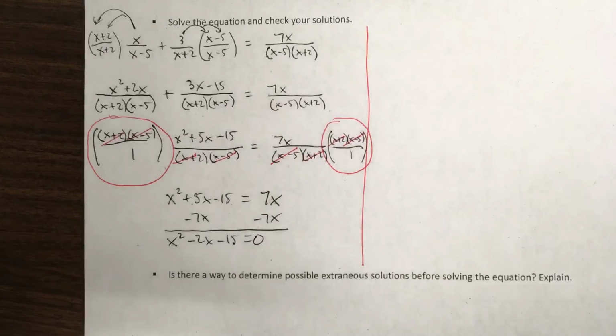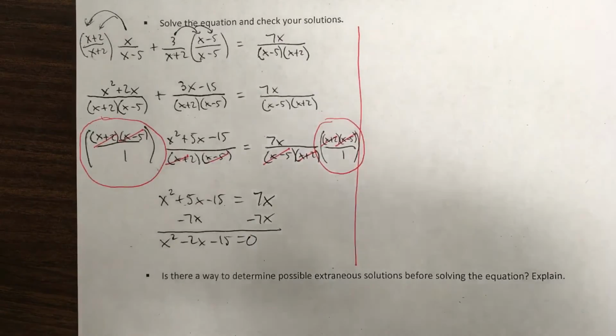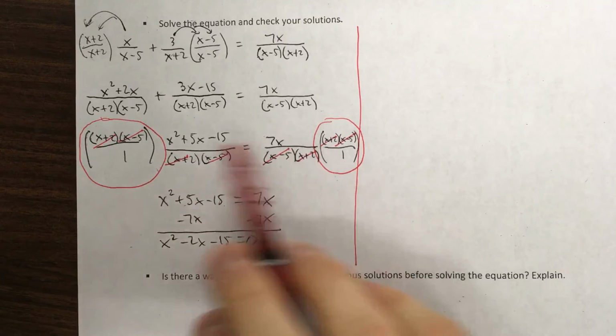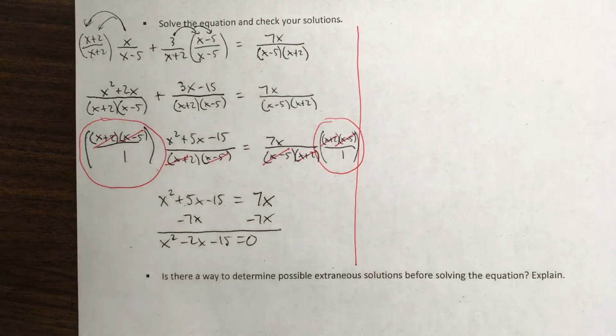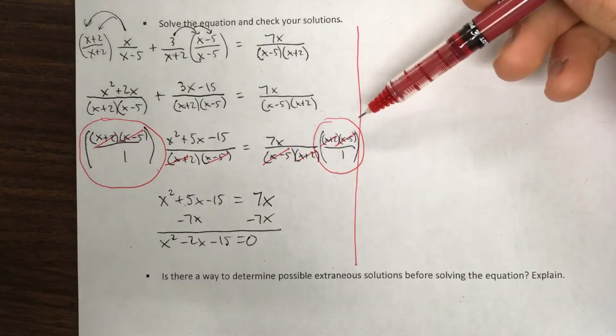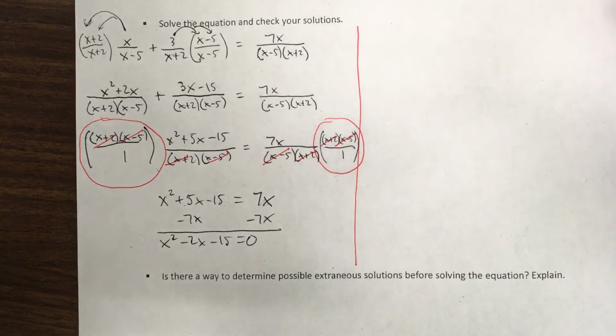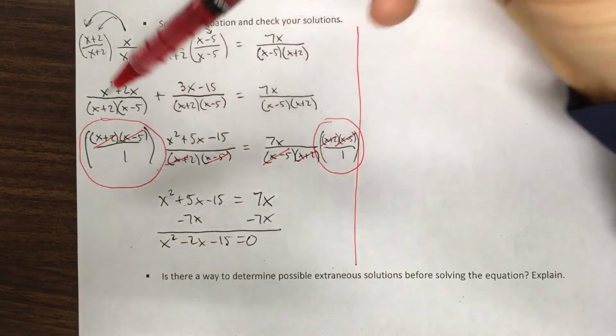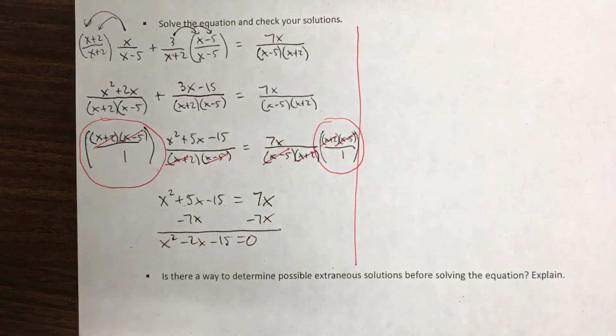And when I asked this question, students said the denominator. That's true. We did multiply both sides by the denominator. But more specifically, what we're actually multiplying both sides of our equation by is our common denominator. We had to find a common denominator initially, the x plus 2, x minus 5, then multiply both sides by our common denominator.